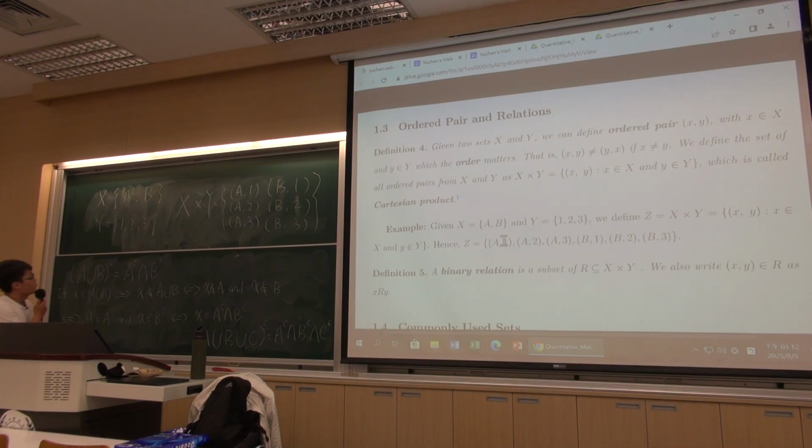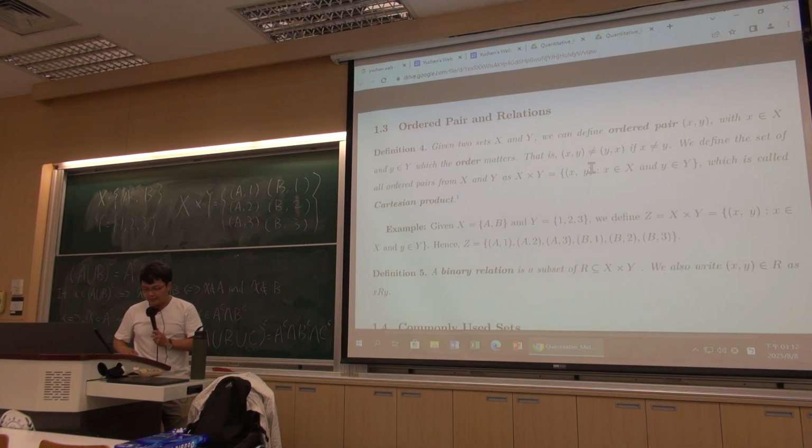So for example, we have two sets. The set X contains the elements A and B here, and the set Y contains the numbers 1, 2, 3. So we can define the ordered pairs in the following way. We put it in parentheses, put the first element from X in the first slot, and in the second slot we put the elements from Y. And that is the ordered pair. And notice that the order matters. So XY doesn't equal YX.